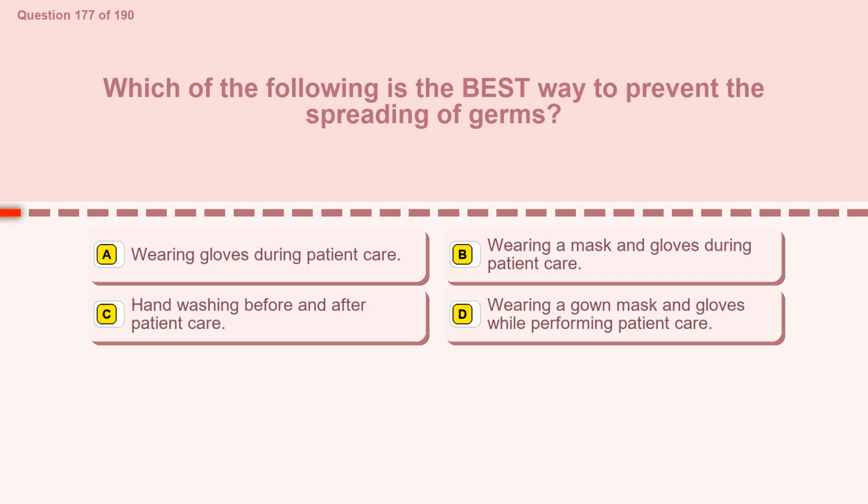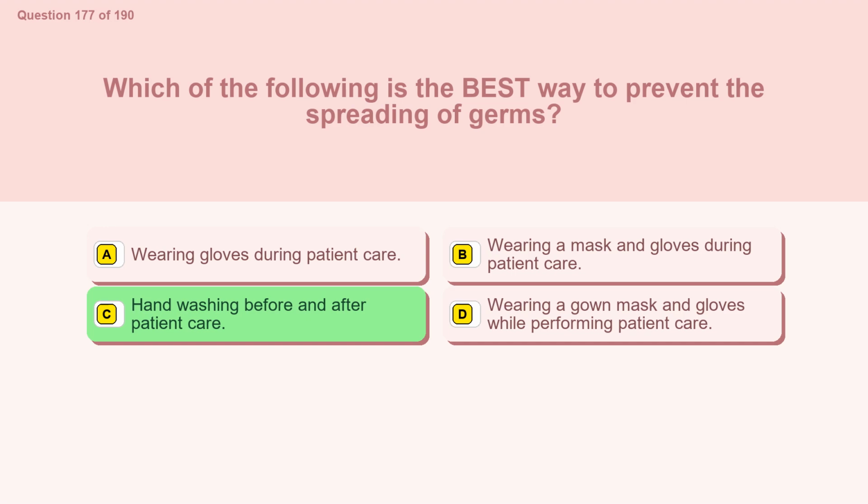Question 177. Which of the following is the best way to prevent the spreading of germs? Option A. Wearing gloves during patient care. Option B. Wearing a mask and gloves during patient care. Option C. Hand washing before and after patient care. Option D. Wearing a gown, mask and gloves while performing patient care.